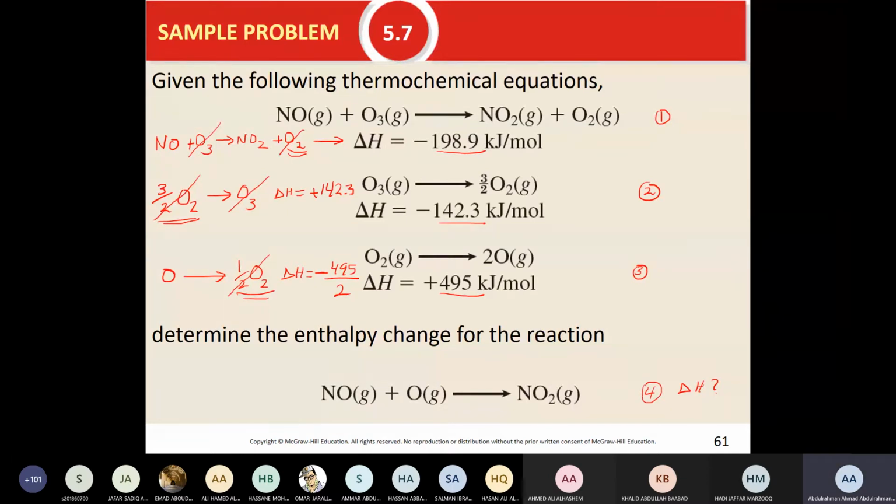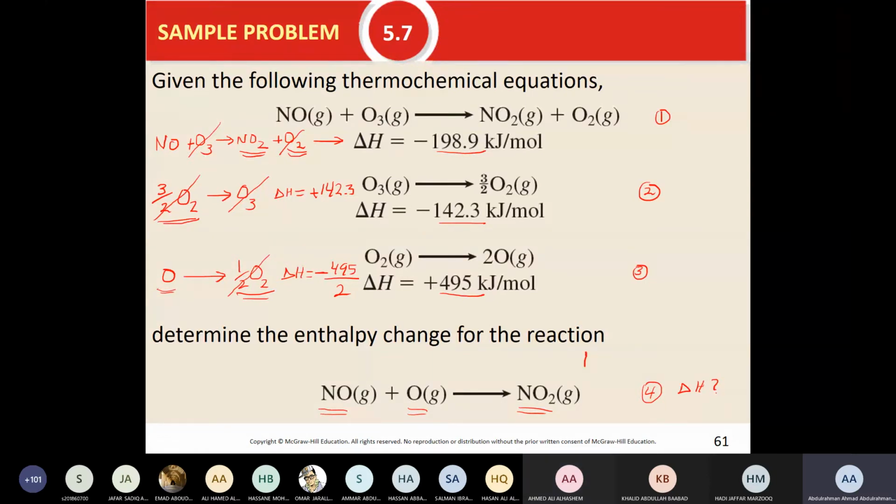Whatever is left, keep it as it is. NO will come down. And then O will come as a reactant, and O plus O, and NO2 will be the product. That's it. So I played with these reactions so that I cancel things and have the final reaction like this. Is this clear? What will be the energy of this one? This one we did not do anything to, so I will keep it as it is.